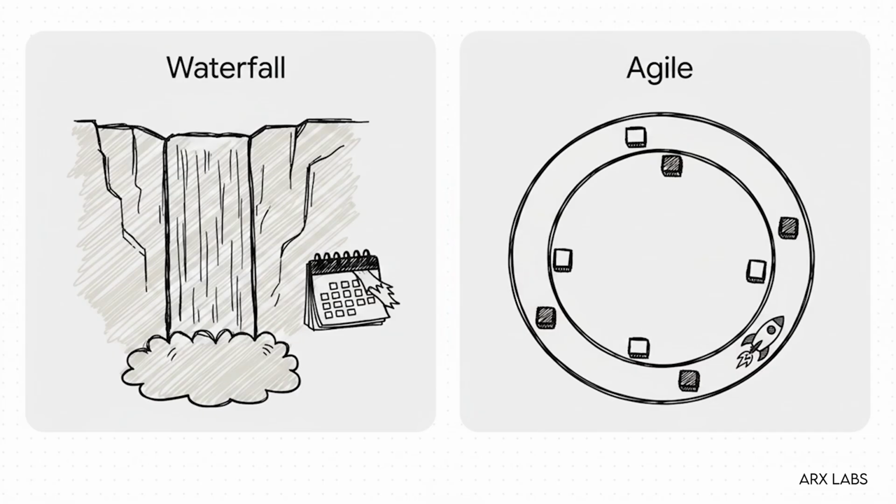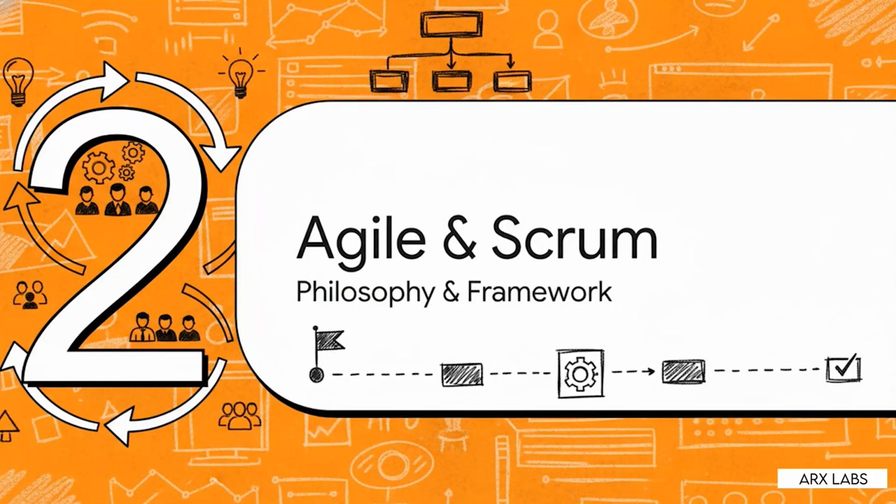Agile, on the other hand, is a completely different beast. It's a loop. You take that same big idea, you chop it into small, manageable pieces, and you deliver them in these short 2 or 3 week cycles. You get feedback constantly and adapt as you go. It's a game changer. Okay, so if Agile is the answer, what does it really mean? Let's untangle the philosophy behind it and the most common framework that brings it to life: Agile and Scrum.